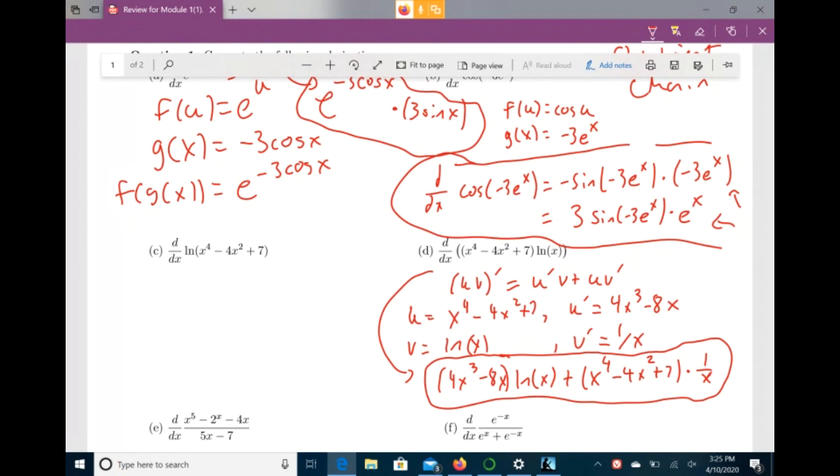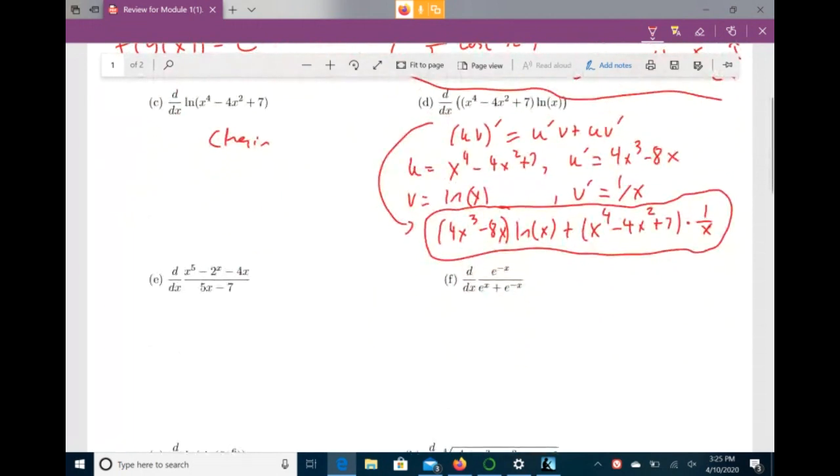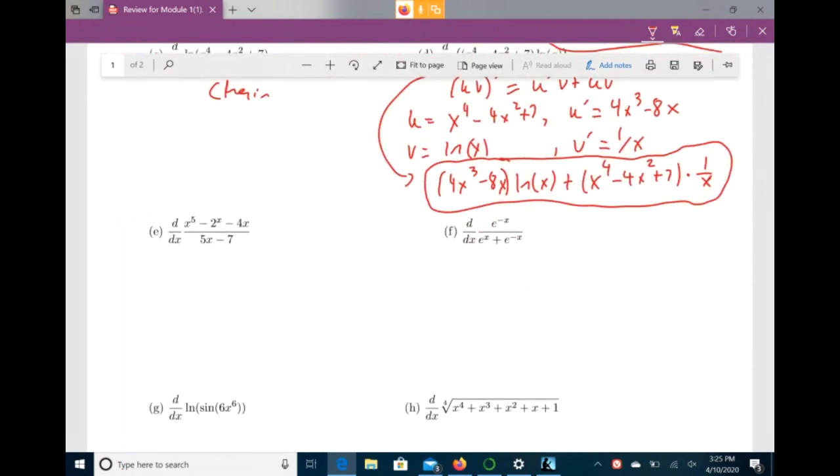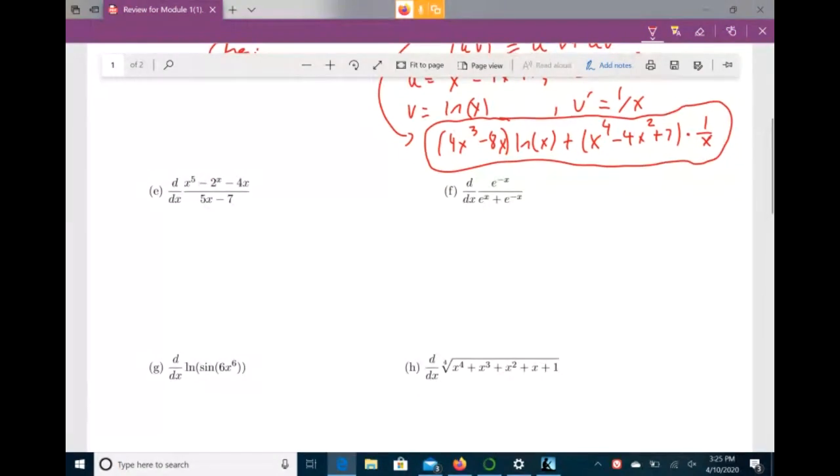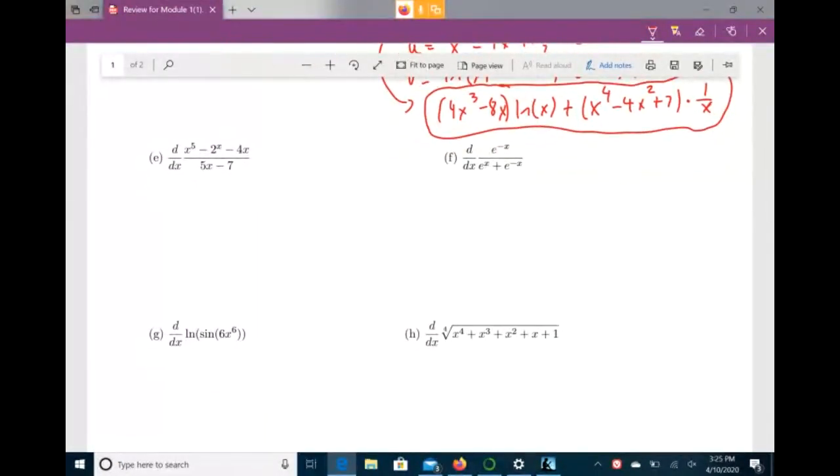In C, you would use the chain rule as well. Okay, we can come back to these at this time, but I want to get to the other problems too, because this is only one part of the module.